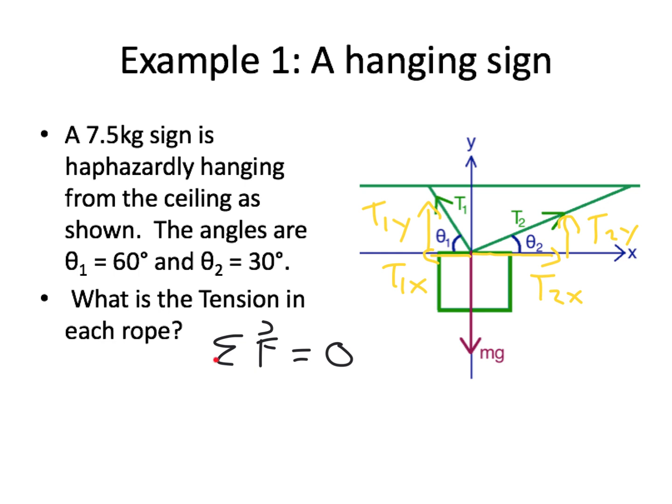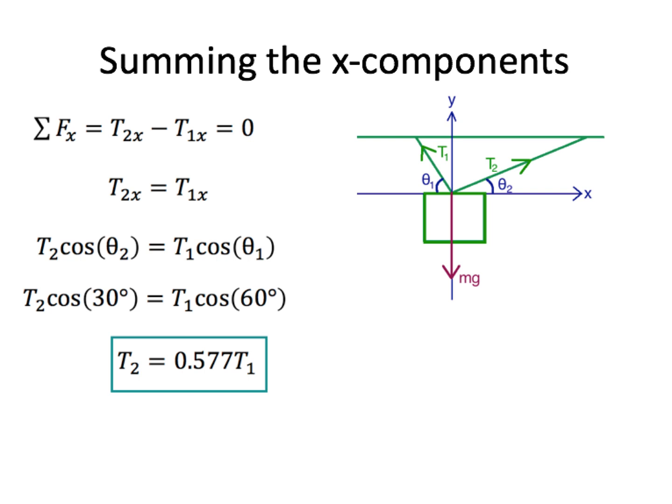We're going to say if the vector sum of the forces is equal to 0, the sum of the forces must be equal to 0 in the x direction and in the y direction. And that's what we've written here. We have the sum of the forces in the x direction is T2x minus T1x. That is, I have T2x here, and I also have T1x there.